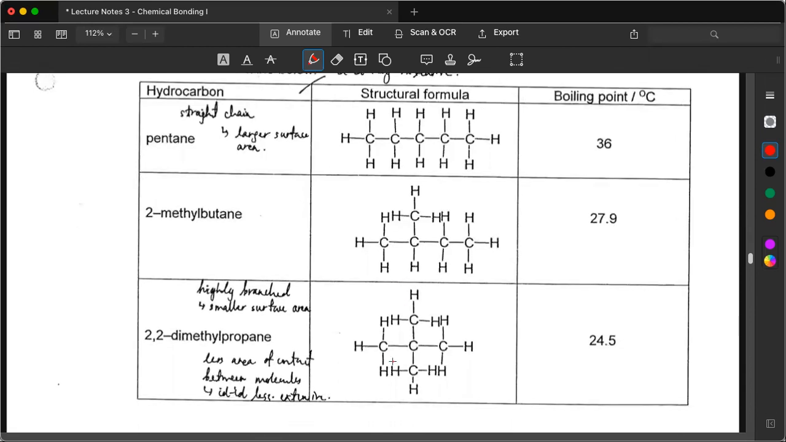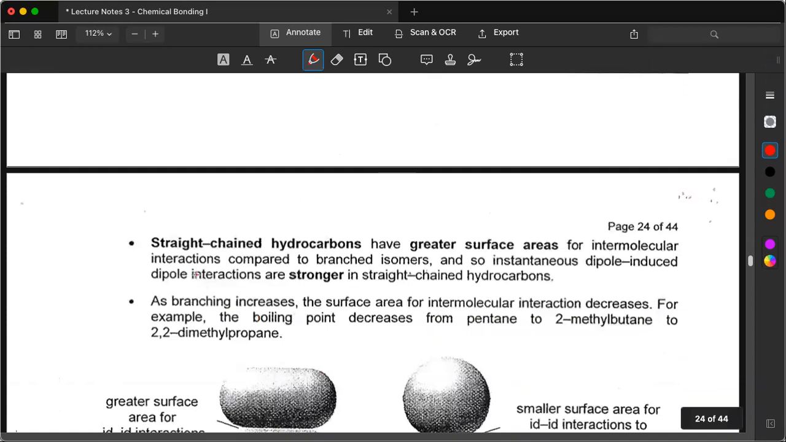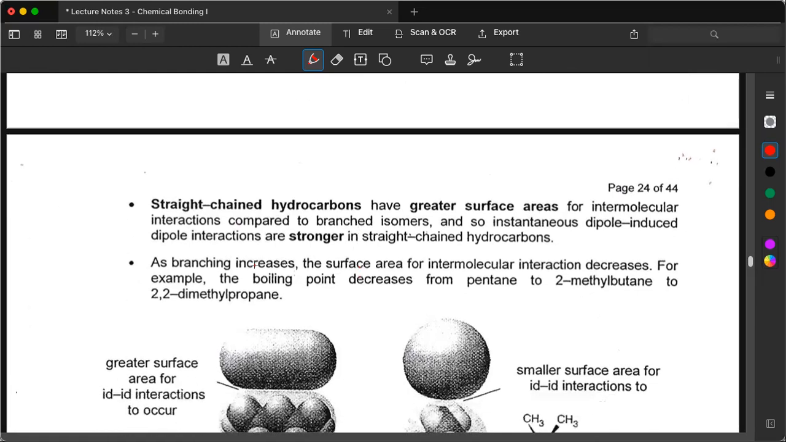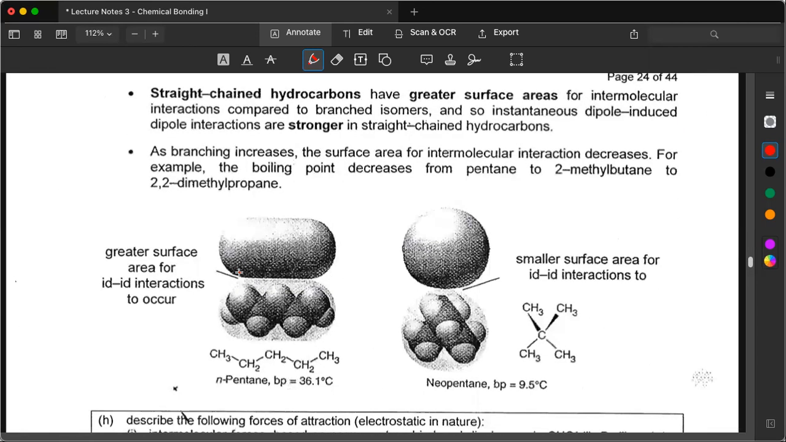So the more branched the hydrocarbon, the lower the boiling point. Straight chain hydrocarbons have greater surface area for intermolecular interactions compared to the branched ones, so ID-ID interactions are stronger than in the branched chain. As branching increases, the surface area decreases, so the boiling point will decrease.